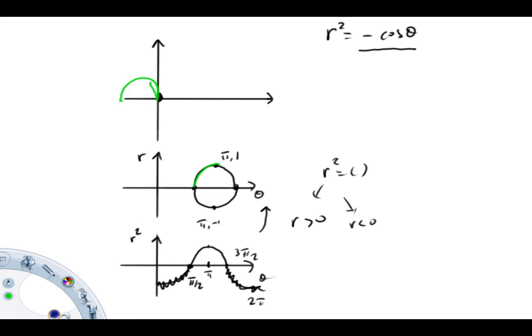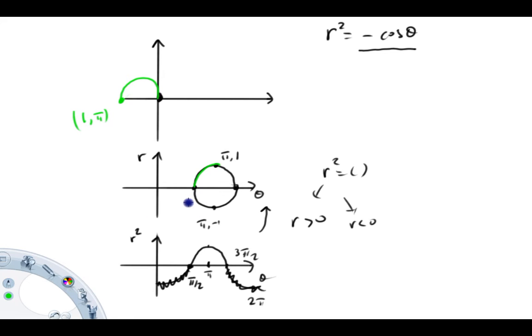This would be the point, let's see, what would that be? That'd be the point (1, pi), whoops. This textbook always does the distances first, 1 pi. I'm used to doing the angle first, but.